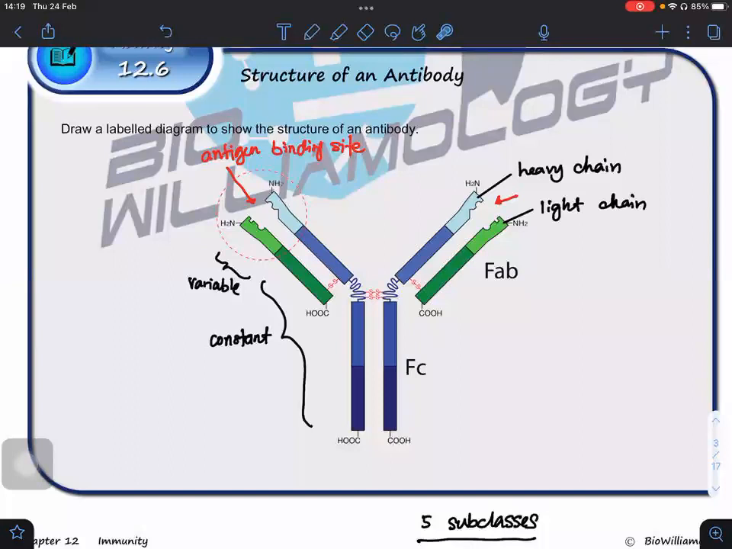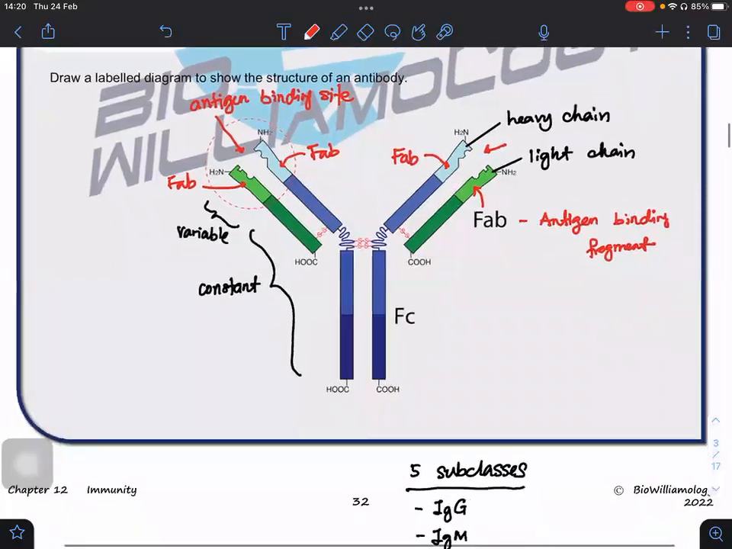But what is FAB? FAB stands for antigen binding fragment. So where is the antigen binding fragment? This is the antigen binding fragment. Are you clear? So in total we have 4 antigen binding fragments, because we have 4, can you see that? Antigen binding fragment. Then these antigen binding fragments are different for each antibody. Later I will show you a few examples, then you'll be able to understand.